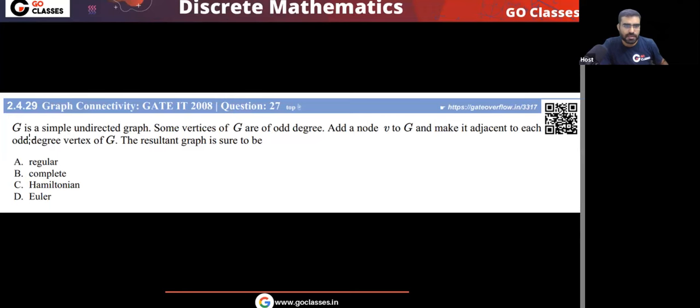G is a simple undirected graph. It is already given to you. Some vertices of G are of odd degree. We add a new vertex to G and make it adjacent to each odd degree vertex. The resultant graph is sure to be what? What can you say about the resultant graph?